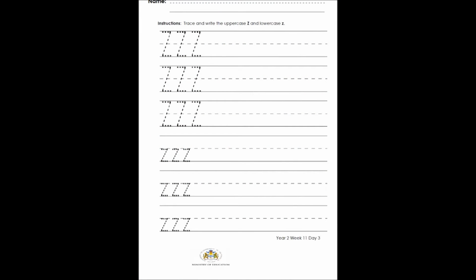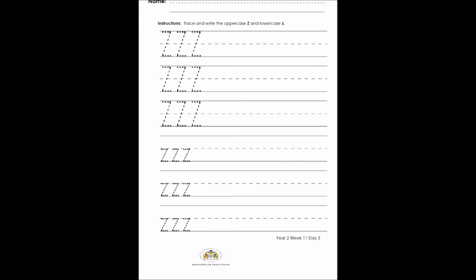Yes, boys and girls. So I hope you enjoyed that video on letter Z. Okay? Now let's take a look at our literacy worksheet. Today we have two pages. Let's read the first page. You are going to write your name neatly on the line. The instruction says, trace and write the uppercase Z and lowercase z. So you trace the uppercase and lowercase z, and then you write it on the lines provided. On the other page, you're going to write your name once again.